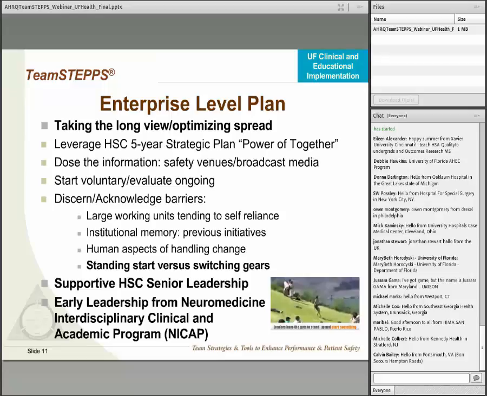For our purposes here, with a lot of standing venues and broadcast media, our initial plan was to utilize all of that as best we can and repeatedly dose the information. If there are meetings focusing on safety, that's a natural place for us. So Dr. Blue and I have gone to various ones in our own respective worlds and together, in the venues that bring us together.